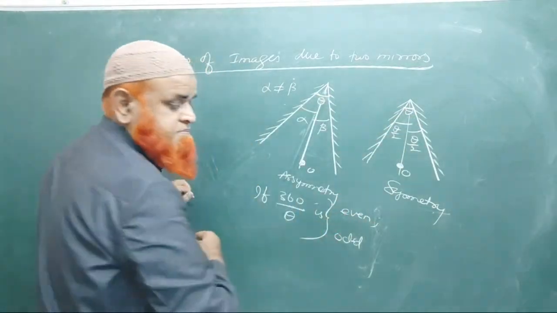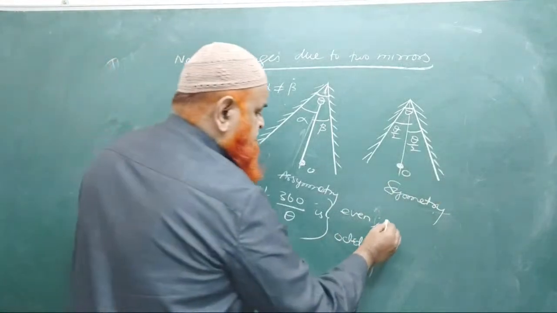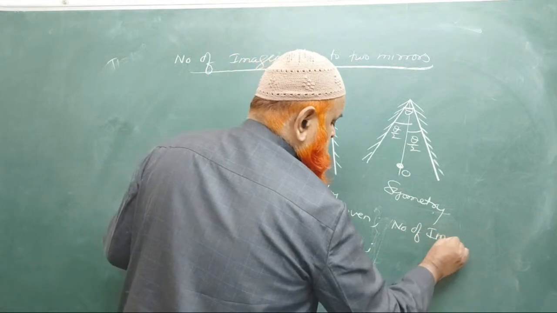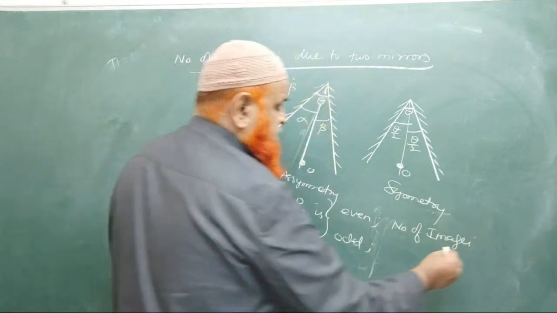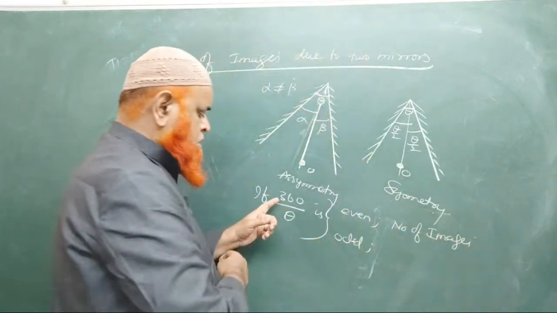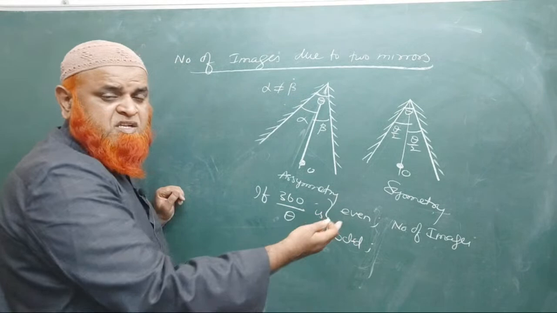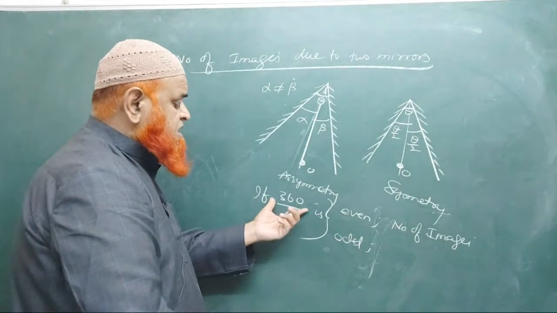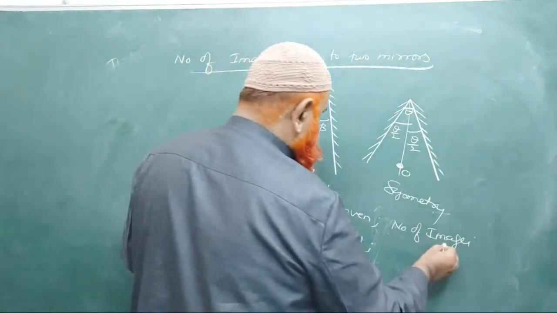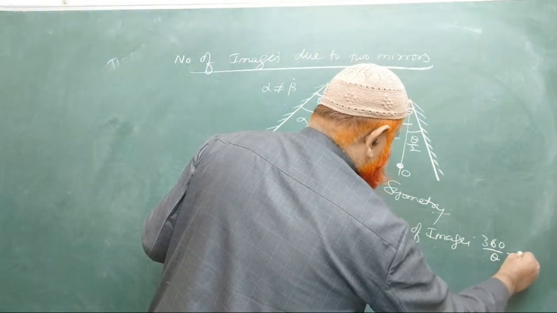If it is even, what happens? If it is odd, what happens? Here, if it is even, number of images is going to be how many? Here 360 by theta you will find out. If it is even, how many images are you getting? And if 360 by theta is odd, how many images are you getting? We shall discuss about that. So number of images in the case of even is 360 by theta minus 1.